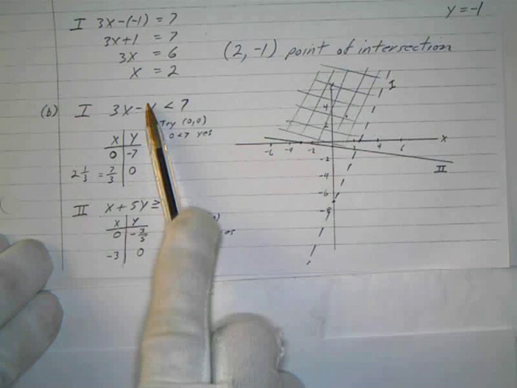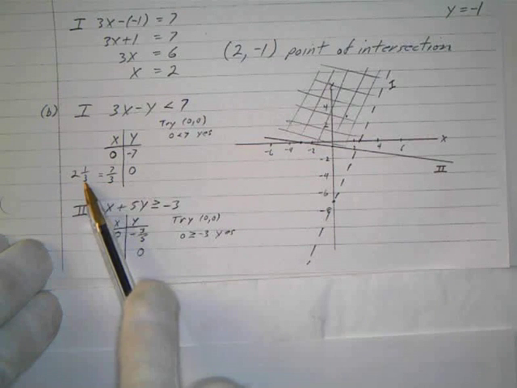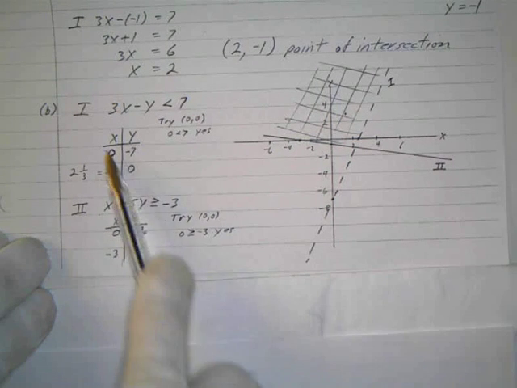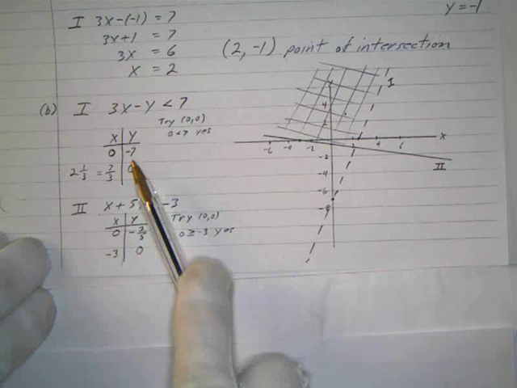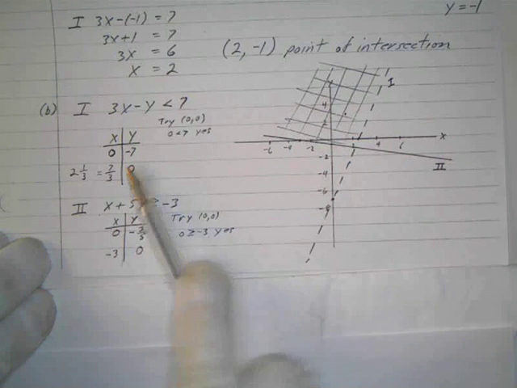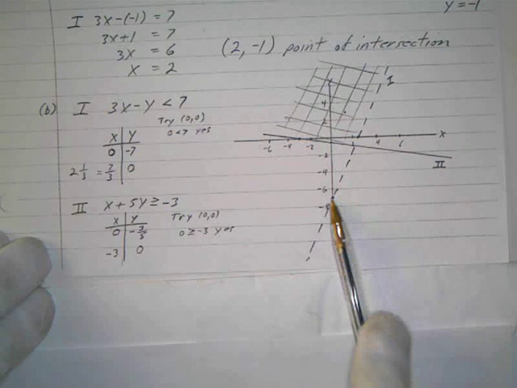And then when y is 0, I get 7/3 or 2 1/3. So I kind of eyed these out a little bit. You could pick some numbers that maybe work a little bit better, but I just used the zeros. So I plotted a couple of points for this line, and now this is going to be the dashed line.